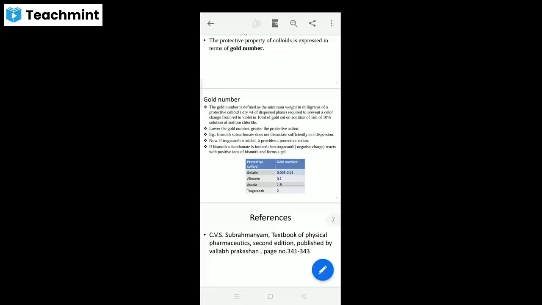We need to prevent it from getting converted from red to violet. Then how much quantity of hydrophilic colloid is required? That is the gold number.